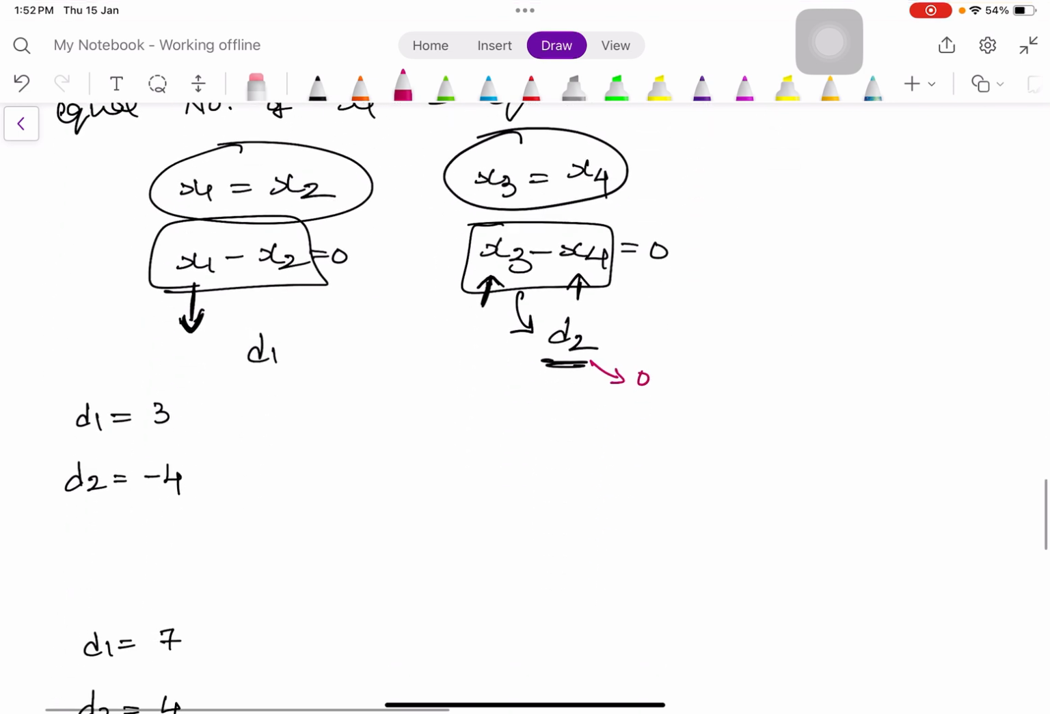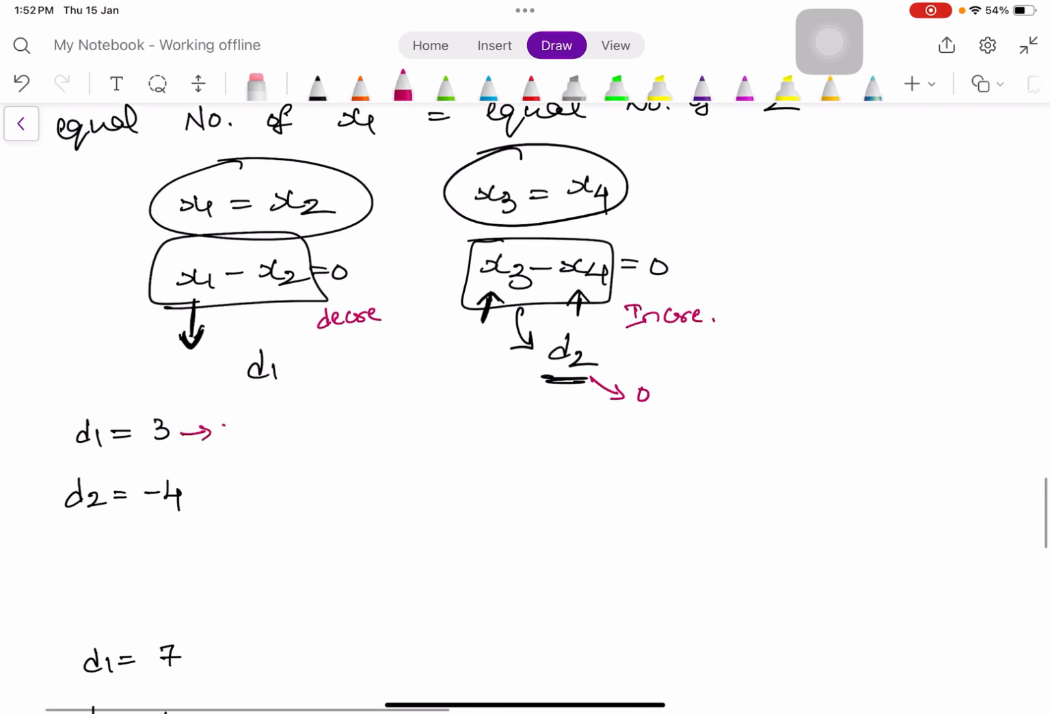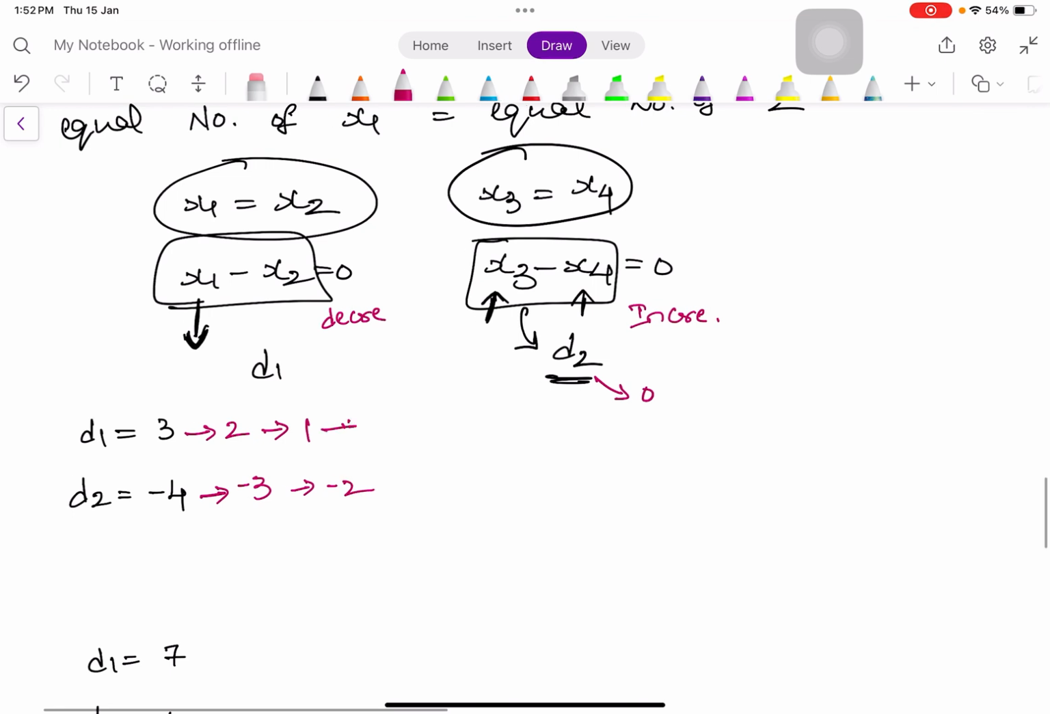If we do that, what will happen? x1 minus x2's value will get decremented and x3 minus x4 value will get incremented, right? Over here d1 will get decremented, it becomes 2, and minus 4 will get incremented, it will become minus 3. Again we repeat the same thing, 2 will become 1 and minus 3 will become minus 2. Again we repeat the same thing, 1 will become 0, minus 2 will become minus 1.